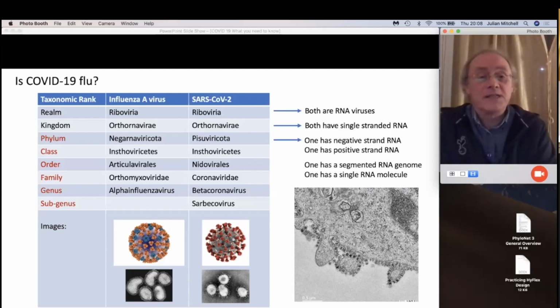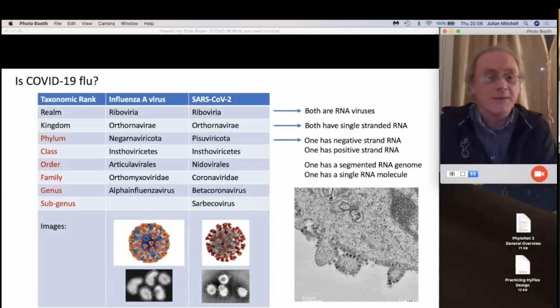The differences are huge. The genomes are different. And although they have RNA, they have different types of RNA. The SARS-CoV-2 virus has what we call a positive strand RNA. And what does that mean? Well, that means that as soon as that RNA molecule enters a cell, it can be translated into protein and it can be replicated and packaged into viral particles. So it can get its replication cycle off really, really quickly.